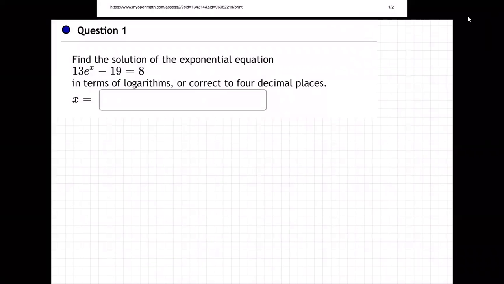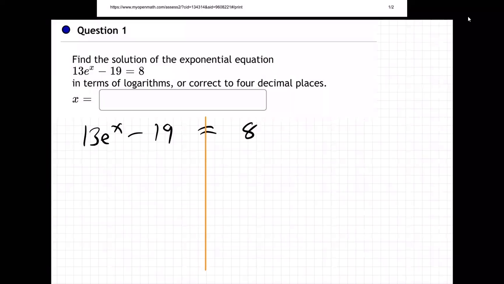Okay, so on this problem, we're trying to solve for x. I'll rewrite it down here: 13 e to the x minus 19 equals 8. Okay, and what should we do? What should be in our mind? Well, basically, x is up there in the power zone, isn't it?